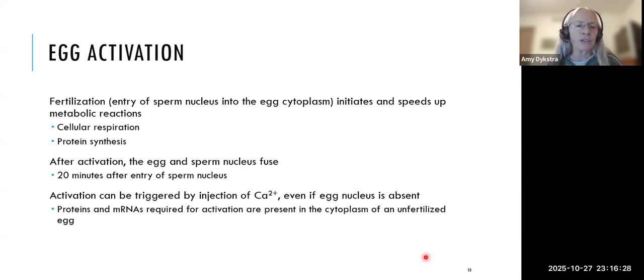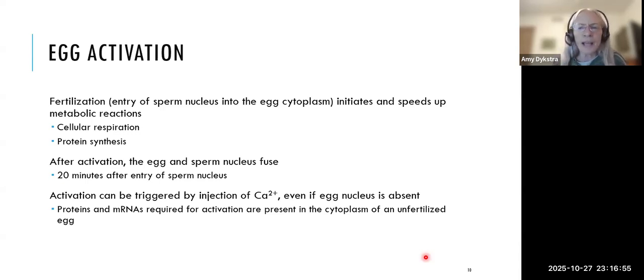And the fact that you can trigger activation by the injection of calcium suggests that the proteins and the messenger RNAs are already there in the cytoplasm. You don't have to have transcription in the nucleus and then translation. There's going to already be a lot of mRNAs and already a lot of translated proteins in the cytoplasm.